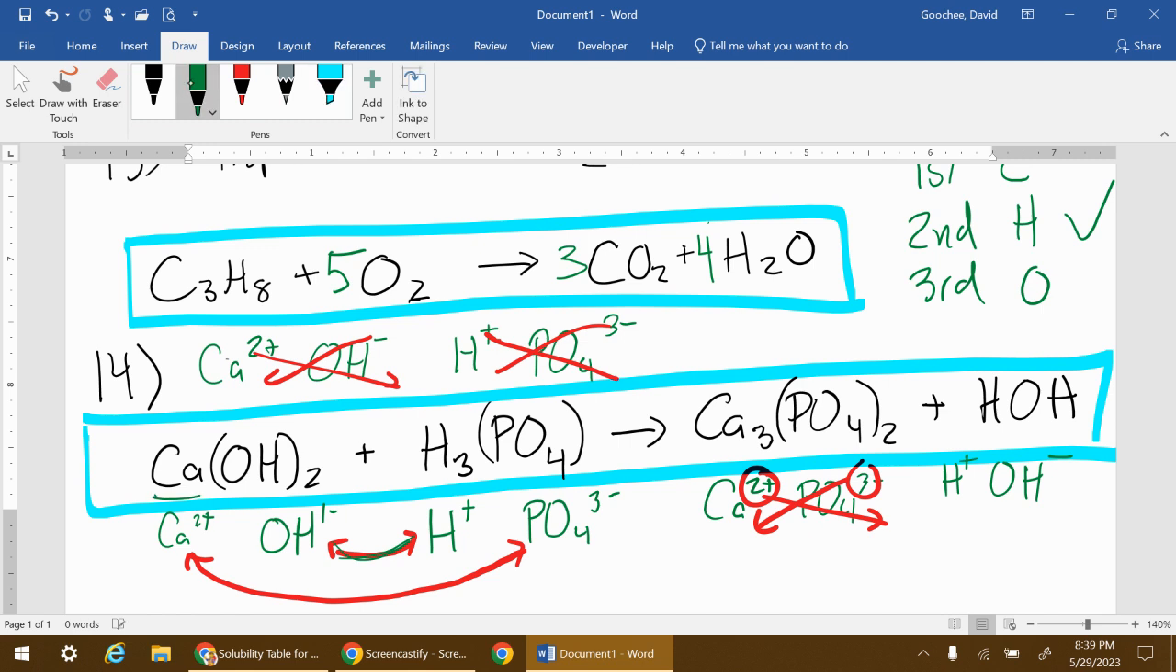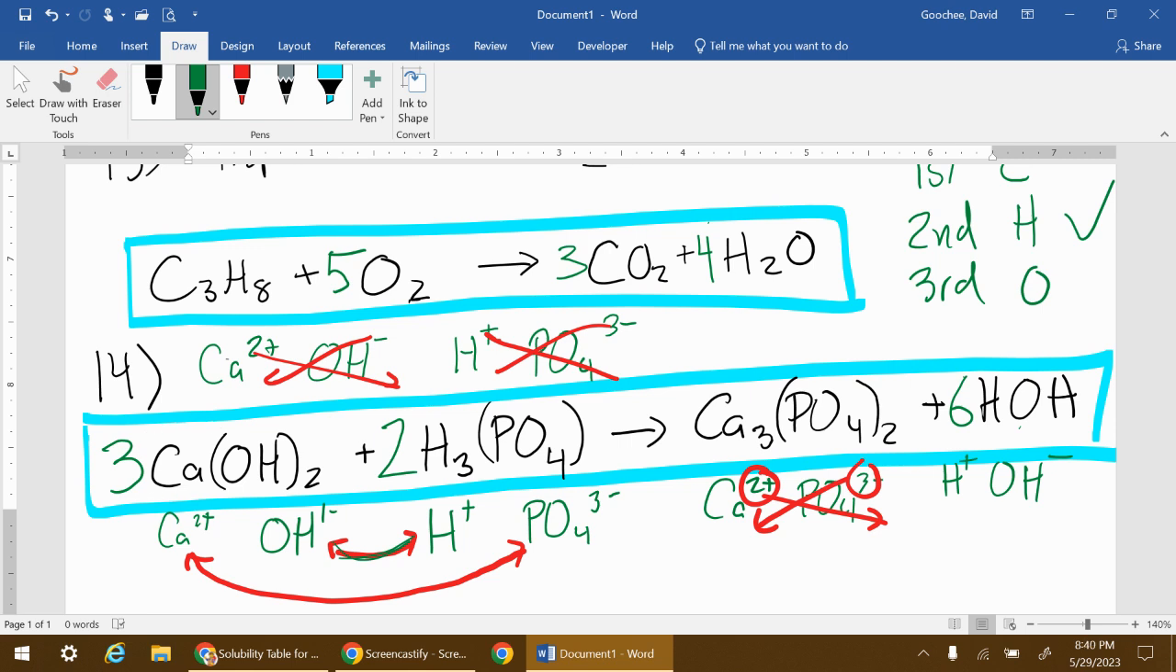So 1 calcium, 3 calciums. So we got to do 3 calciums. Fine. 2 hydroxides over, oh, 6 hydroxides over here. Only 1 hydroxide here, so we got to put a 6 in front. We've got 3 hydrogens here and 6 hydrogens here, so we got to put a 2 in front. And yeah, that's it.